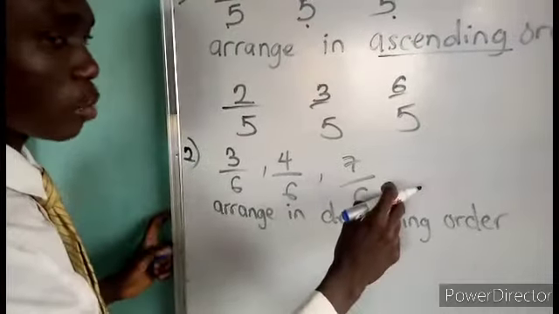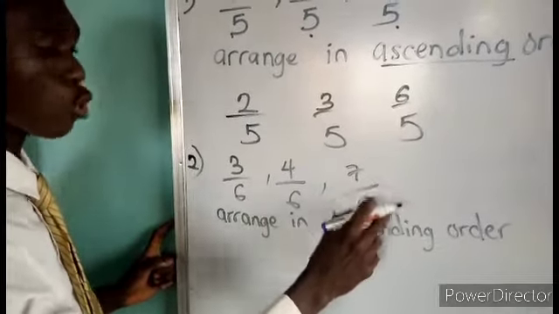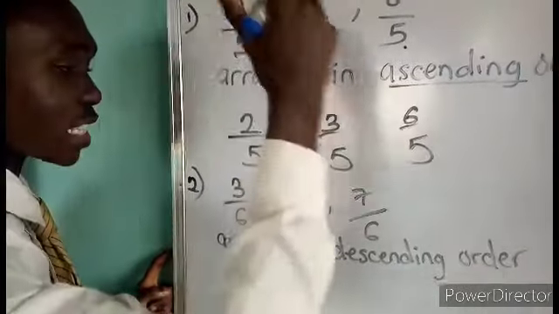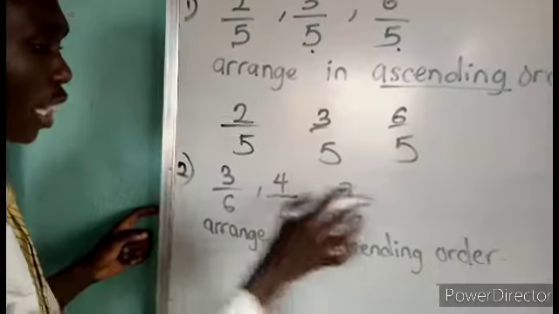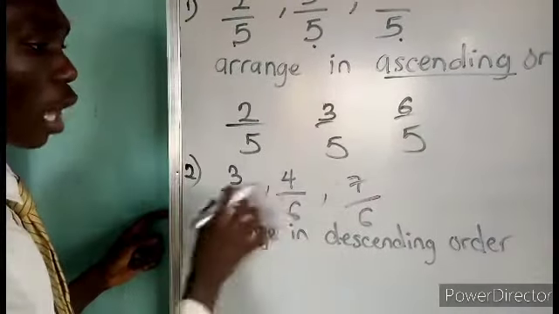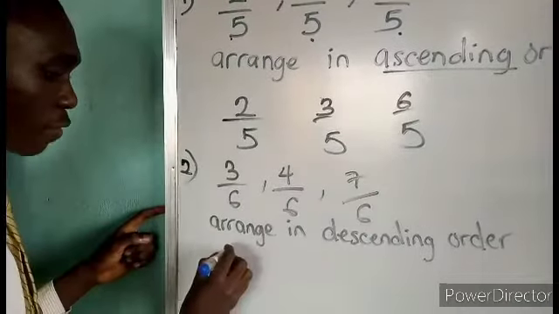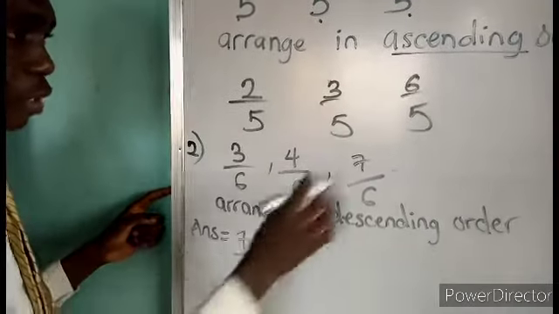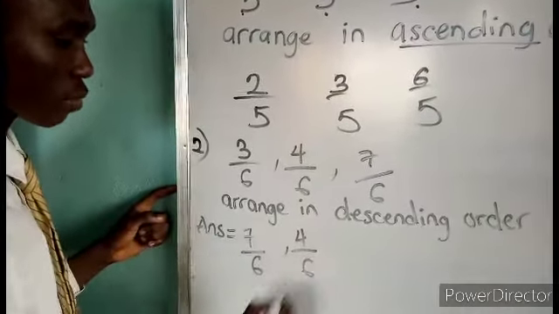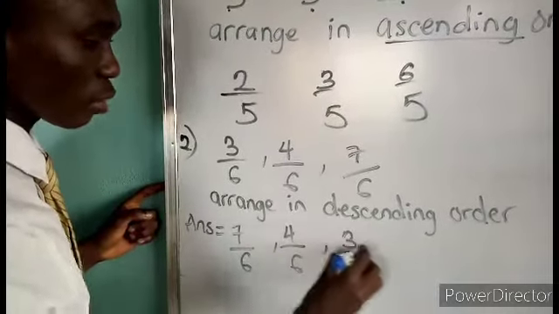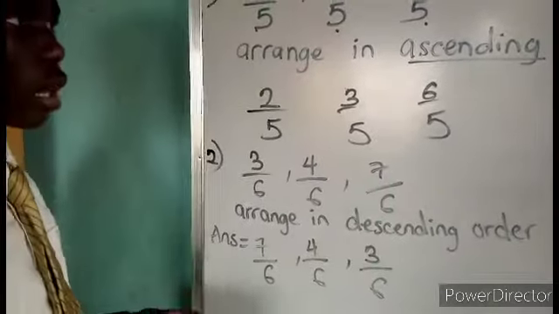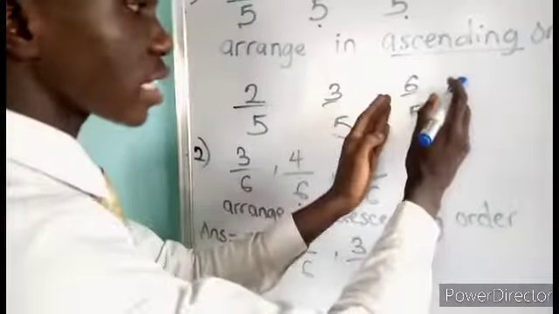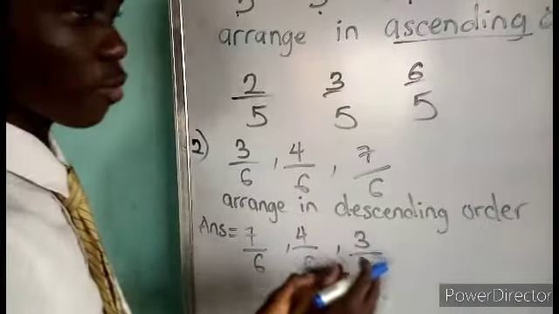Firstly, look out for the denominators. We are having the same denominators, so we focus our attention on the numerators. So arrange in descending, that is from the highest to the lowest. Looking at the numerators here, the highest number is what? 7. So our answer will be 7 over 6, followed by 4 over 6, and lastly 3 over 6 in descending order. Do you get that? Ascending from the lowest to the highest, descending from the highest to the lowest.